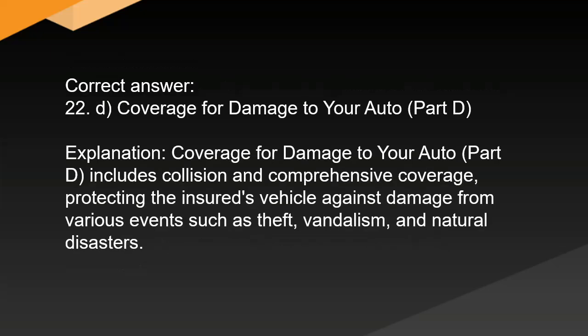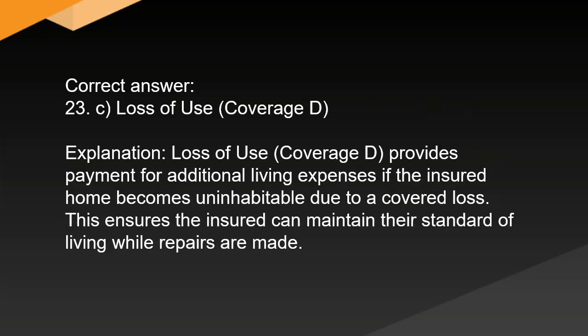Correct answer. D. Coverage for damage to your auto, Part D. Explanation. Coverage for damage to your auto, Part D, includes collision and comprehensive coverage, protecting the insured's vehicle against damage from various events such as theft, vandalism, and natural disasters.